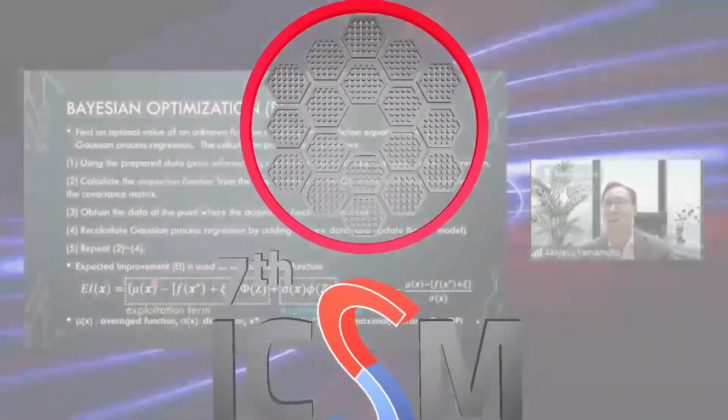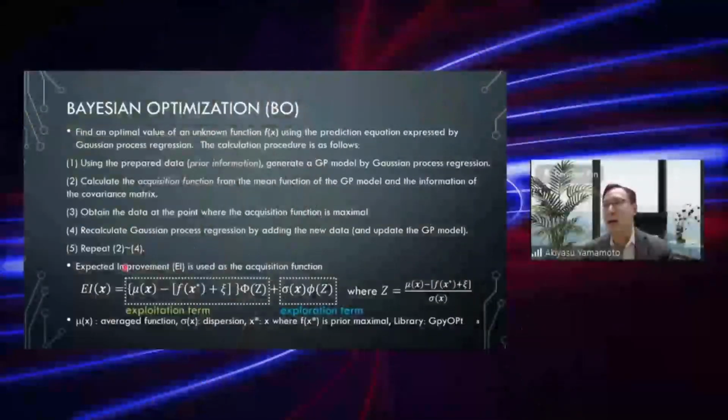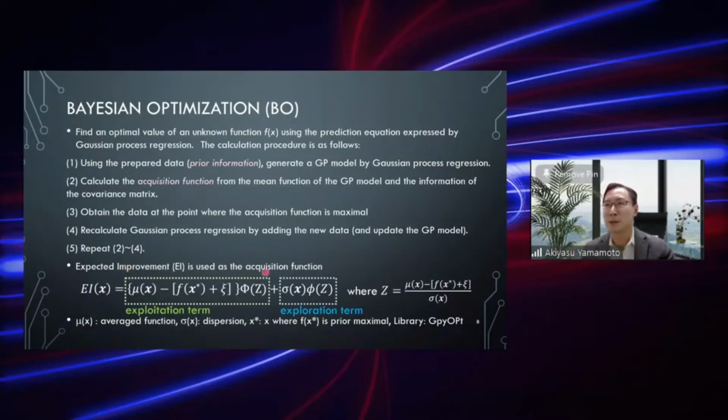Improvement EI function to obtain the acquisition function. And this equation formulation consists of an exploitation term and an exploration term.